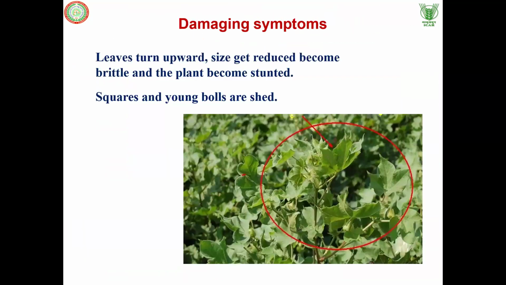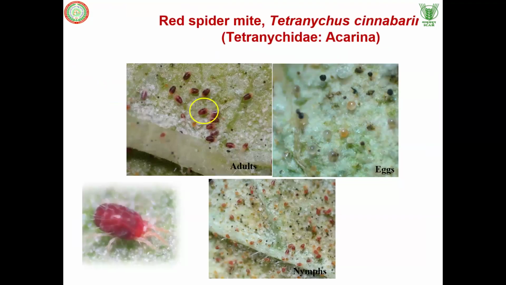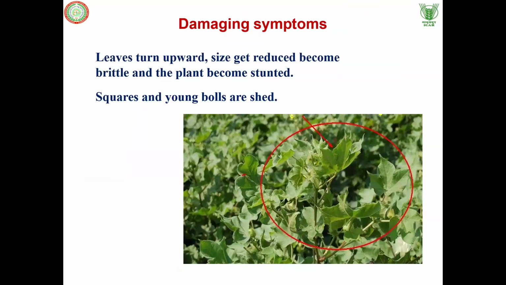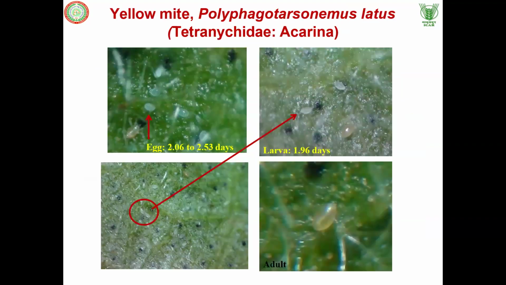Coming to one of the most important aspects, non-insect pests, most commonly we see spider mite. Especially red spider mite attack we commonly see in the month of September, because at the end of September the southwest monsoon is going to end. Because of the dry spells, the attack of spider mite will be very high. Because of this, the leaves turn upward, the size of the leaves reduces, and the plants become brittle.